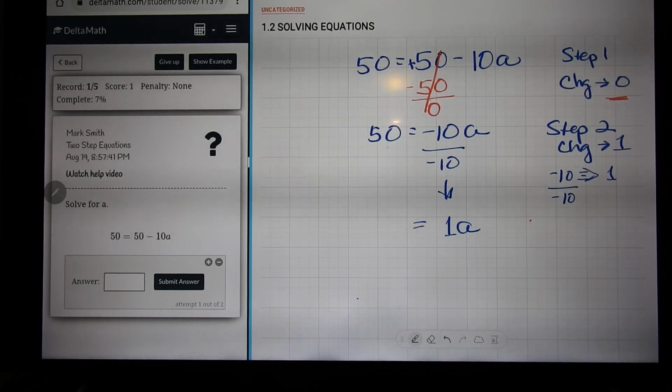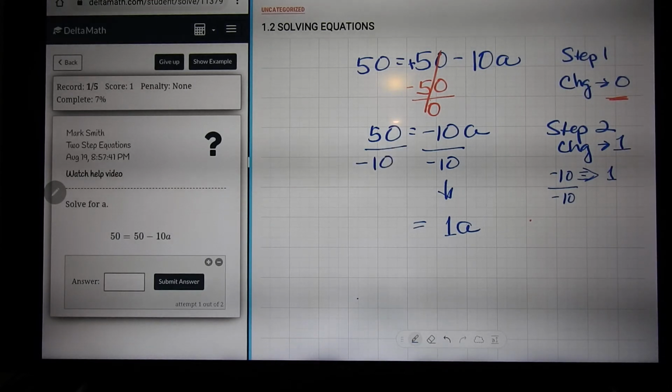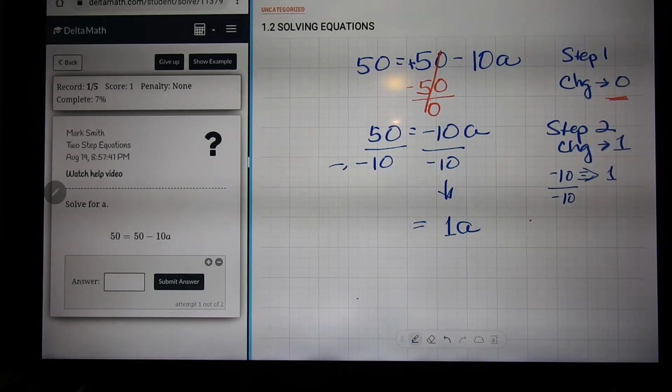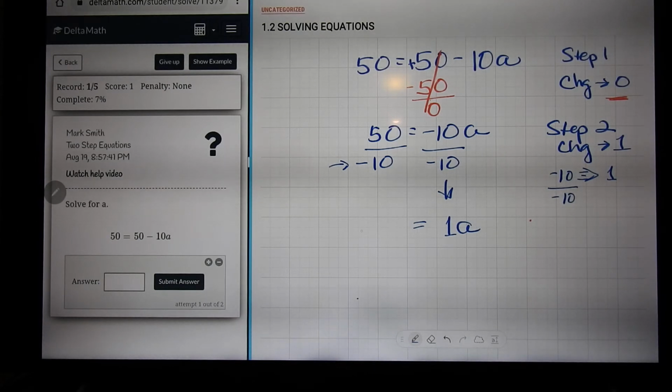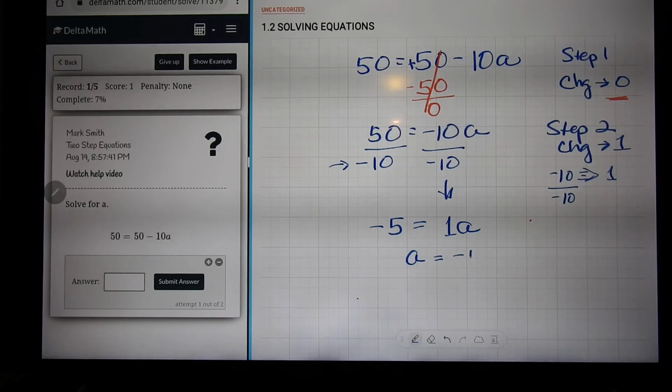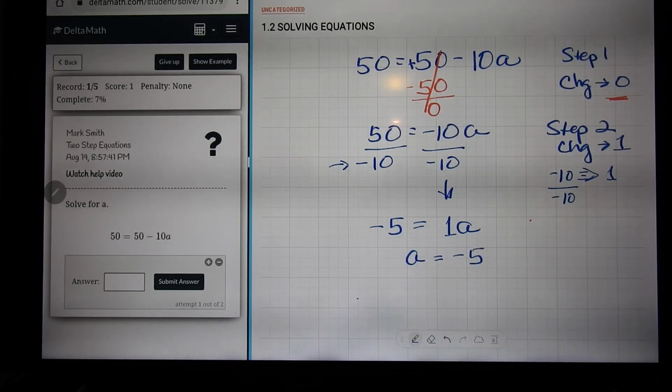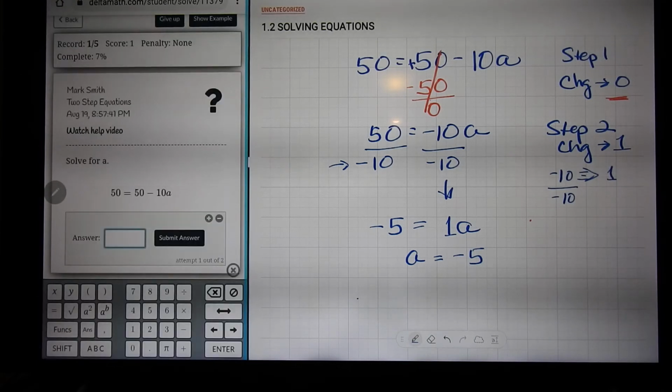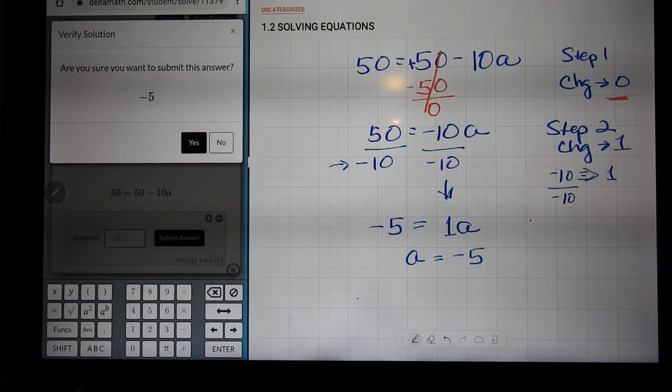If we divide by negative 10 there, we need to divide by negative 10 over here. Well, 50 divided by 10 is 5, and we have one negative sign, so the answer is going to be negative. So we have negative 5. Proper math grammar is to write it like this. All right, and so we go over here and we say negative 5. Submit answer. Yeah, I love that answer.